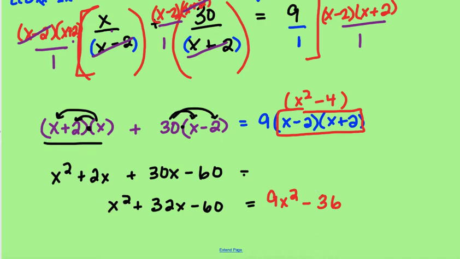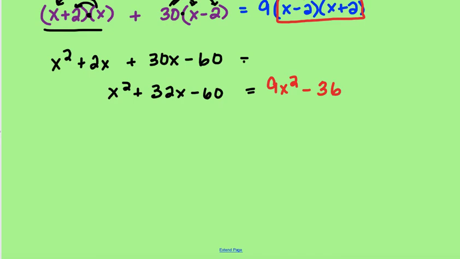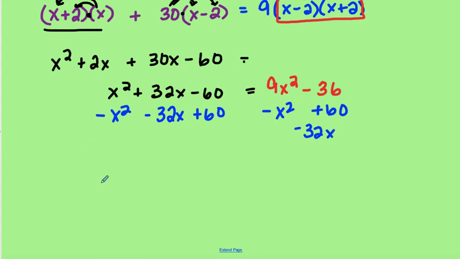Hopefully you're now recognizing that this is a quadratic equation. Why is it a quadratic equation? Oops, what happened? Why is it a quadratic equation? It's a quadratic equation because the highest exponent of x is a square. So I'm going to subtract x squared from both sides. I'm going to subtract 32x, and I'm going to add 60. I know I got kind of messy there, so I'm going to rewrite that. I get 8x squared minus 32x. What is that? 60 and 36, so plus 24. So plus 24 equals 0.